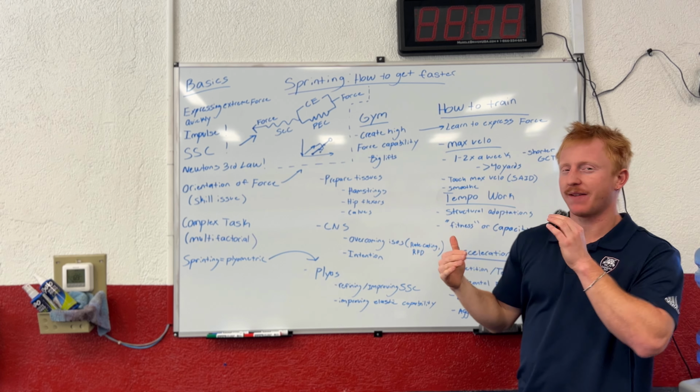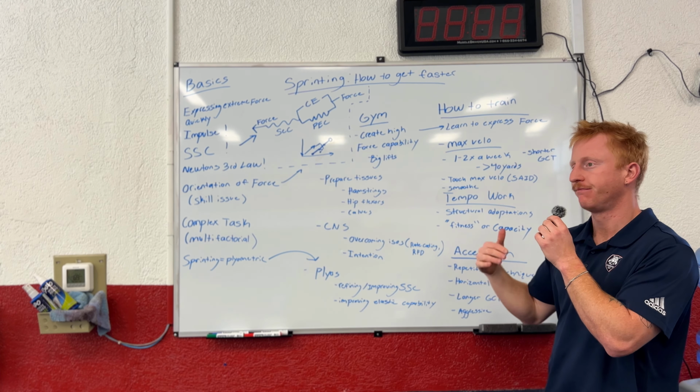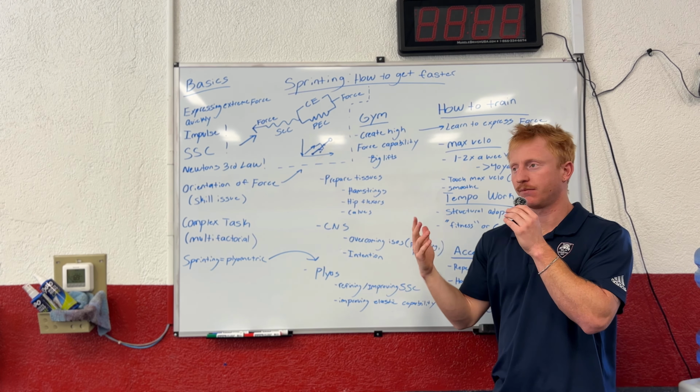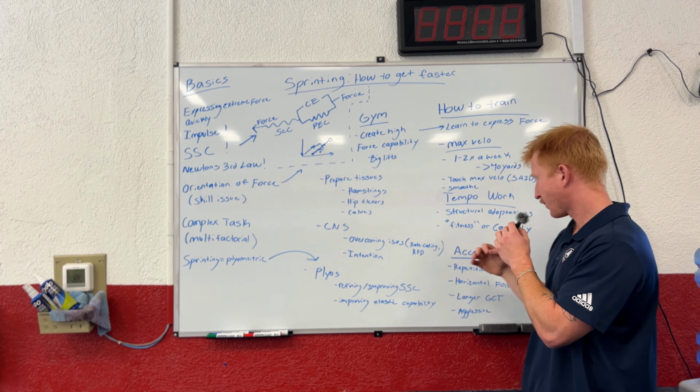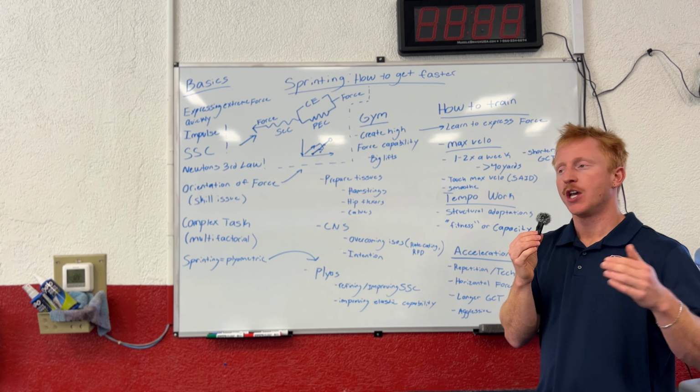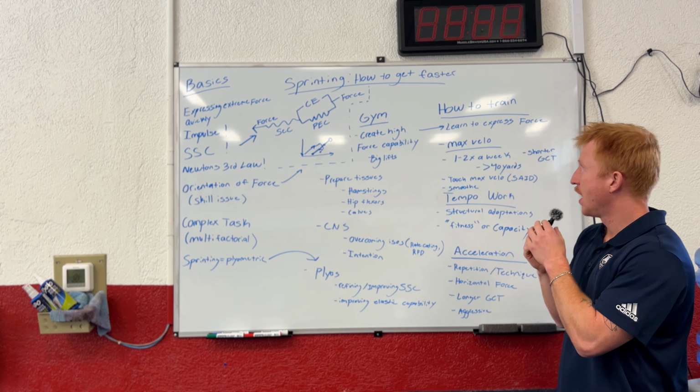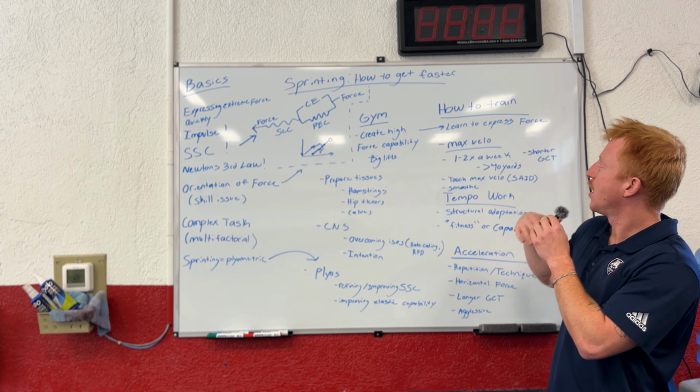Something I probably haven't done enough in my career and sprint training. This is going to help us with structural adaptations. Tempo work is just higher repetition sprinting. So you're going to do more of them in a session. I should mention in max velocity, you're probably only going to be able to do 3 to 4 reps at max velocity in this session.